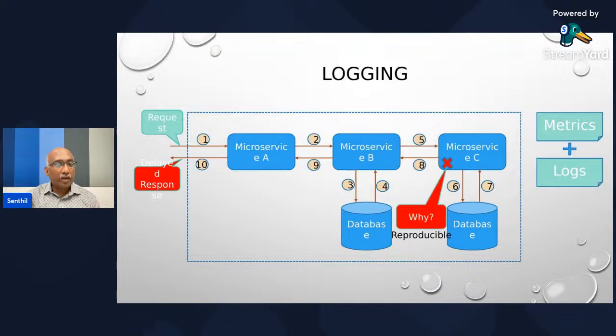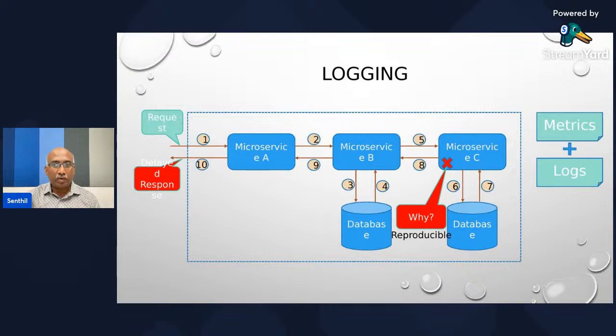Now, let's say you want to figure out why microservice C is sending a delayed response. In that case, you will have to look into what's going on inside microservice C, and that is when you will rely on logs. So you will fetch the logs of microservice C, and probably you will look out for log messages which will indicate the possibility of a bottleneck.